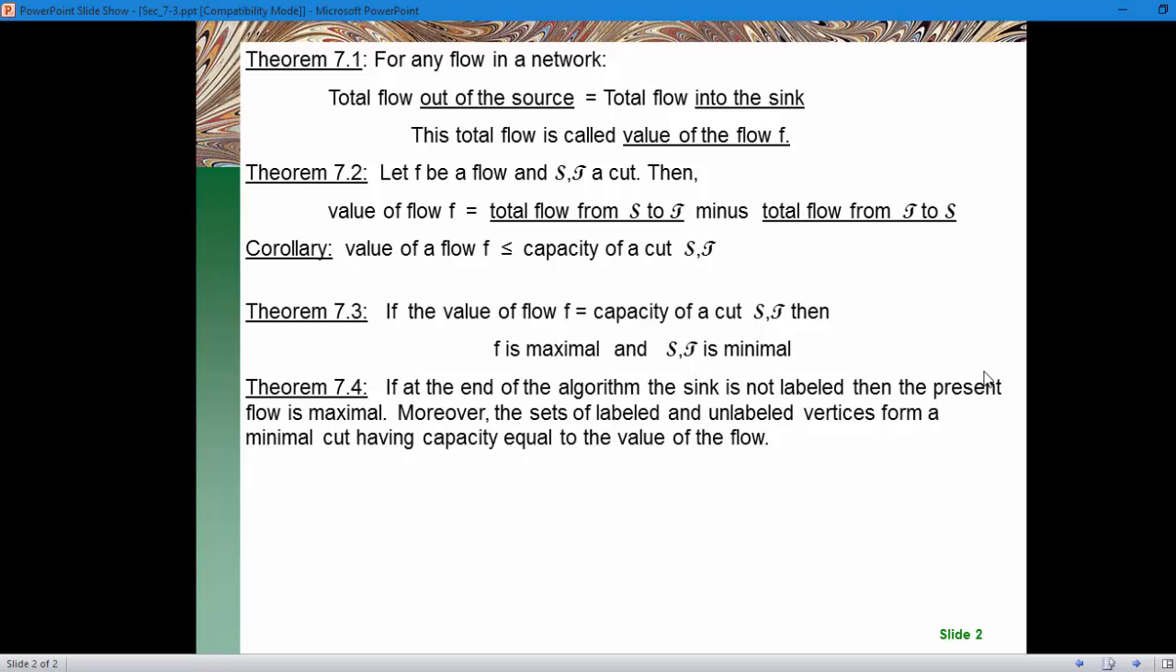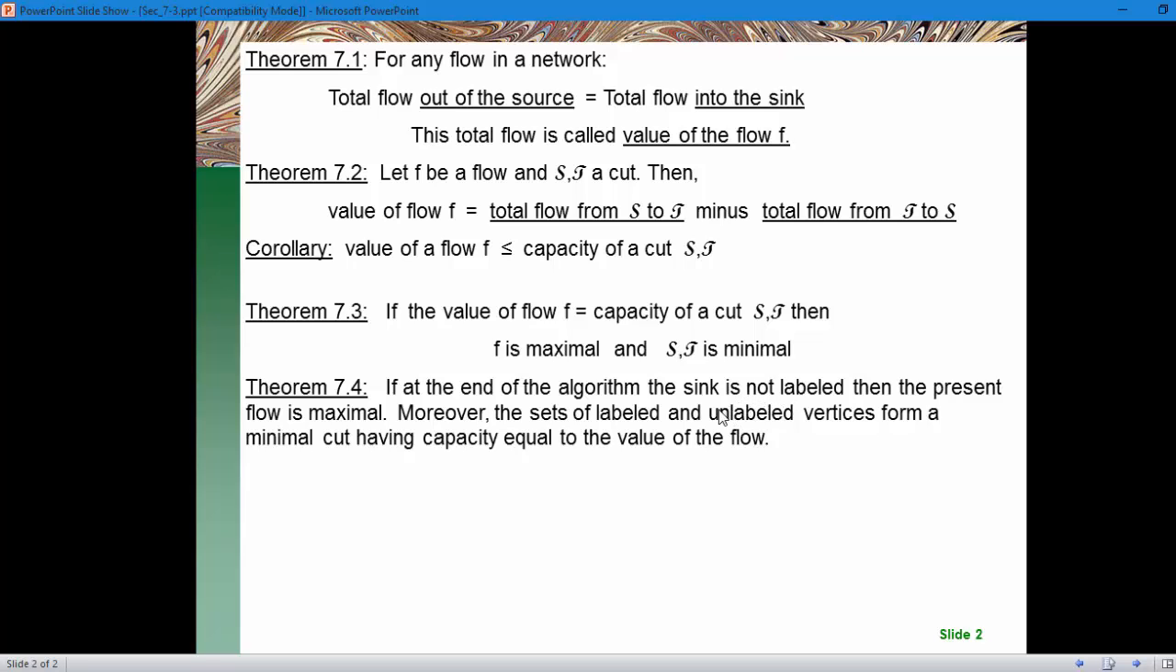Then theorem 7.4 relates to the algorithm that we studied in the previous video. If at the end of the algorithm the sink is not labeled, then the present flow is maximal. And moreover, the theorem also says that the set of labeled and unlabeled vertices form a minimal cut, where the capacity is equal to the value of the flow. And this is interesting because when we apply the algorithm, if there is no more improvement, that means that the sink was not labeled, right?